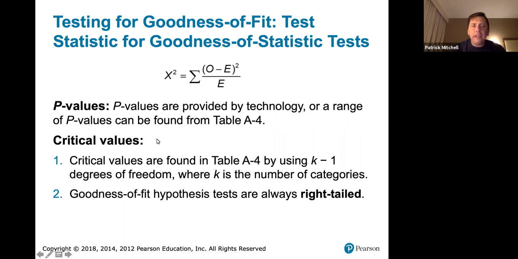You don't have to use technology unless the level of significance is something really weird. Table A4 has all of the usual levels of significance, but if they made alpha equal to 0.06 or 0.035 or something like that, then yes, you would have to use technology, but usually not. Critical values are found in table A4 by using K minus 1 degrees of freedom, where again, K is the number of categories. And here's some good news. If you have ever been confused by when is it left-tailed, right-tailed, two-tailed, goodness of fit hypothesis tests are always, always, always right-tailed. So that's kind of nice. That's one less thing to keep track of.